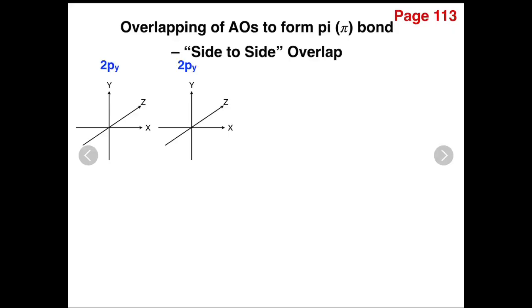Okay, so I'm going to use the leftover 2py. When you have 2py, the p orbital would be along the y-axis.